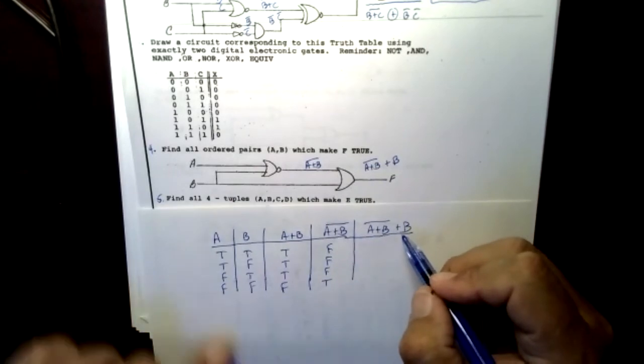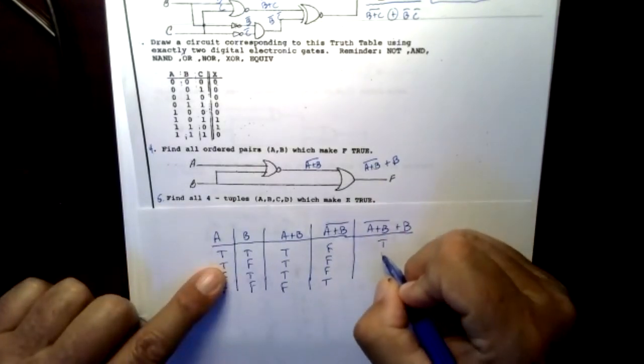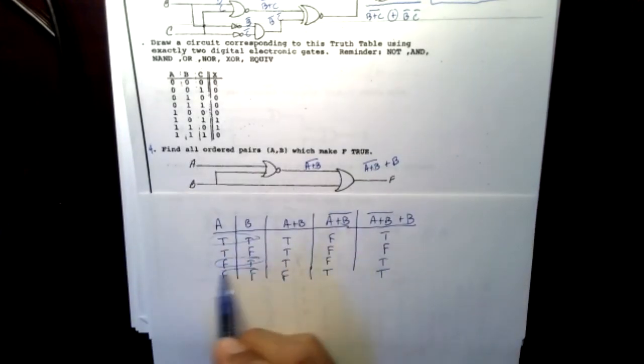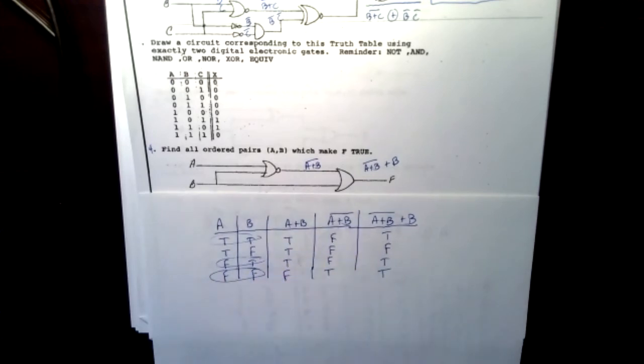And now I'm going to OR it with B. I get true, false, true, true. So the three ordered pairs: the first one, the third one, and the fourth one. And I'm pretty sure that's what Harrison had posted. Need to check the chat. True, true, false, true, false, false equals true. There you go. Oh, I need to share a screen. Wrong button.